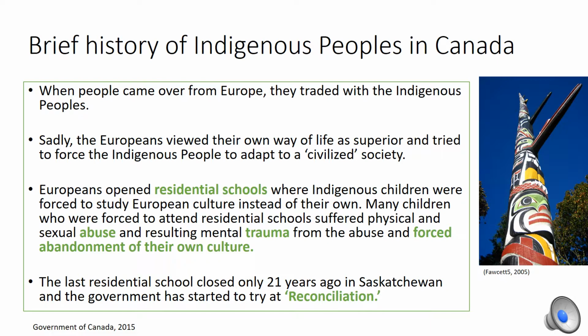Europeans opened residential schools where Indigenous children were forced to study European culture instead of their own. Many children who were forced to attend residential schools suffered physical and sexual abuse and resulting mental trauma from the abuse and forced abandonment of their own culture. The last residential school closed only 21 years ago in Saskatchewan, and the government has started to try at reconciliation.